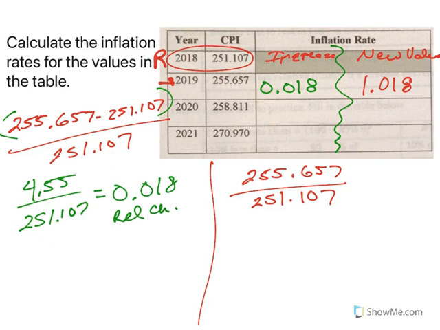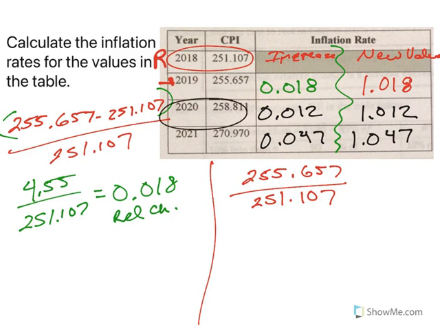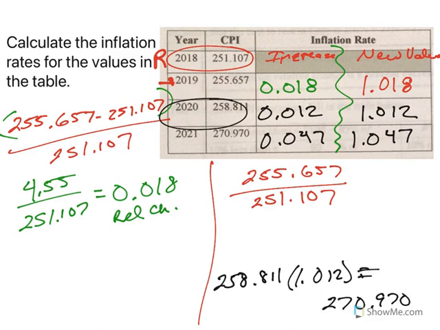Now use your math skills, hit pause, and do the other ones, and then come back and look at your answers. All right, so we find the growth or the increase as 0.012 and 0.047 for 2020 and 2021 respectively, which gives us the new values of 1.012 and 1.047. So that means from the previous year. If we take a value in 2020, like 258.811, and multiply by 1.012, that would give us 270.970. That's the idea of this.